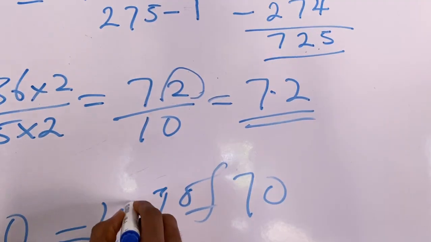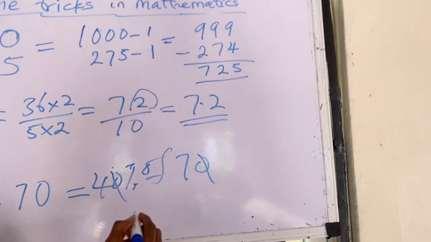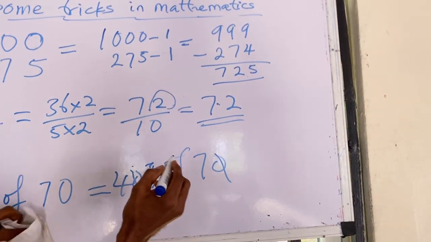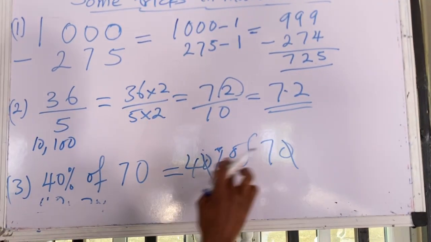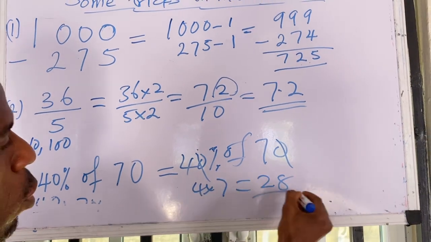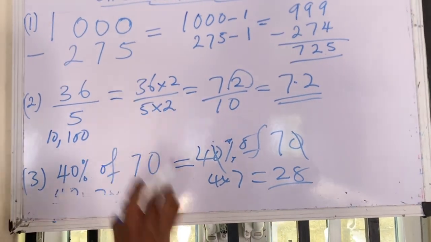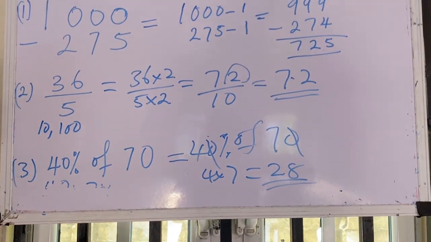What you should do is just cancel out the zeros. The 0 and 0 cancel out, both of them. What remains is 4 and 7. 4 times 7 is equal to 28. So 40% of 70 is what? 28. So you don't need to waste your time and begin to look for the other long method.